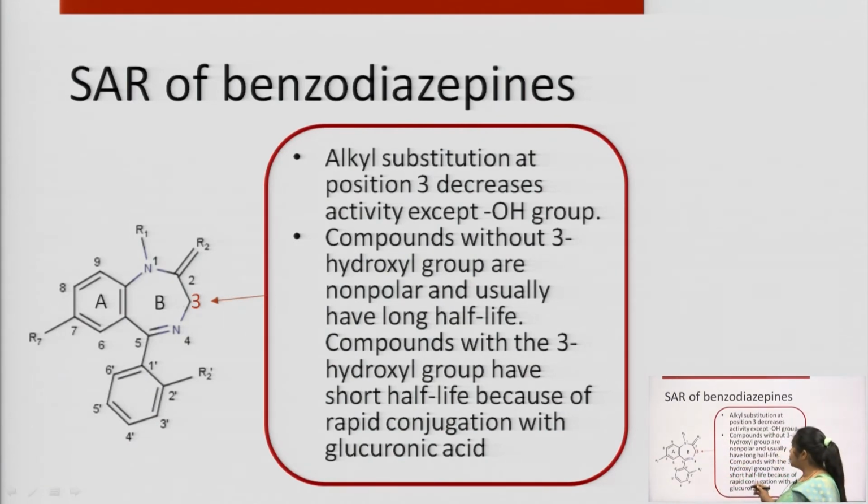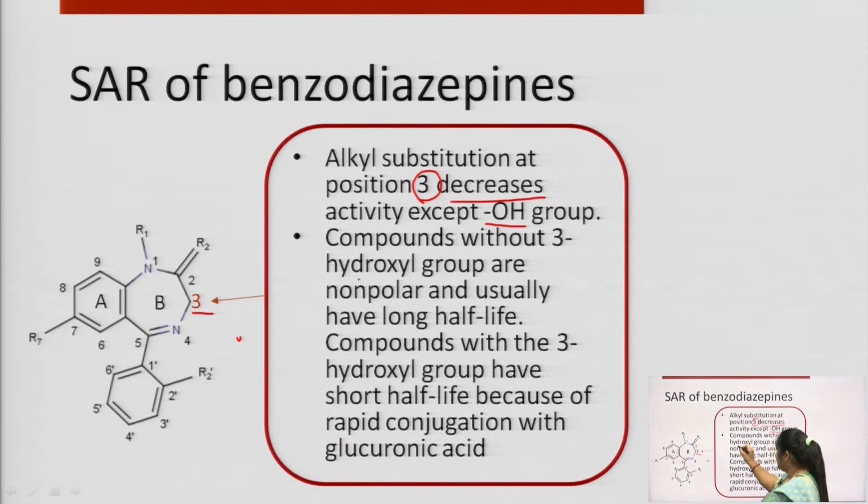Further, at position number 3, this position was unsubstituted in case of diazepam. Alkyl substitution at position number 3 will decrease the activity except OH. You can try any substitution at position number 3, that will decrease the CNS activity apart from the OH group. This hydroxyl group substitution leads to an increase in activity.